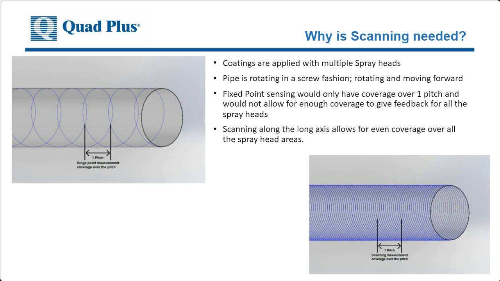These coatings are applied with multiple spray heads on the pipe. And as the pipe is rotating in a screw fashion, you get a trail or a pitch around the pipe that it's measuring. So the robot will scan back and forth across the pipe as it's moving. We close in that pitch, and we measure over all the areas that the different spray guns are covering, so we try to get 100% coverage of that pipe as it's being scanned.